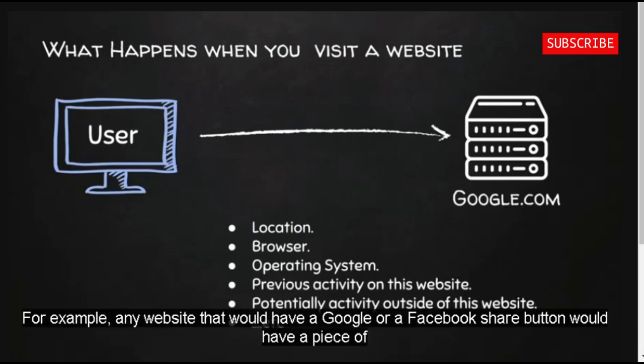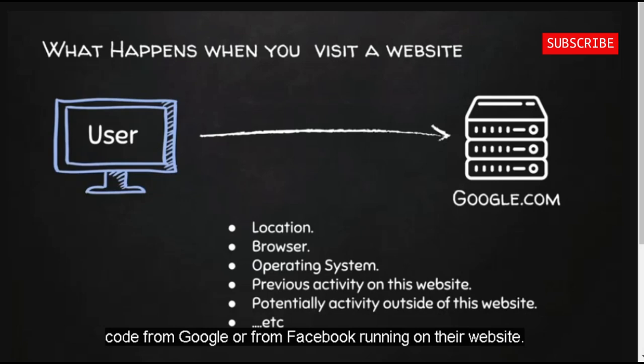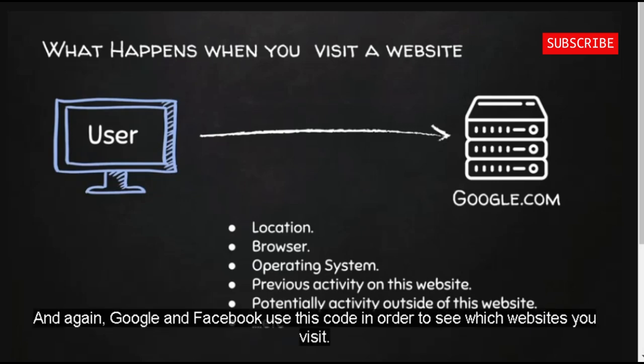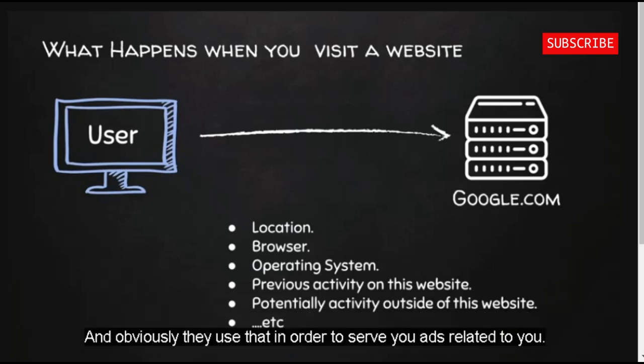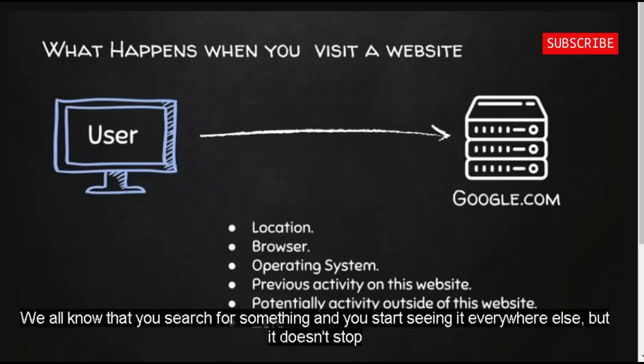For example, any website that would have a Google or a Facebook share button would have a piece of code from Google or from Facebook running on their website. And again, Google and Facebook use this code in order to see which websites you visit. And obviously, they use that in order to serve you ads related to you. We all know that. You search for something and you start seeing it everywhere else.